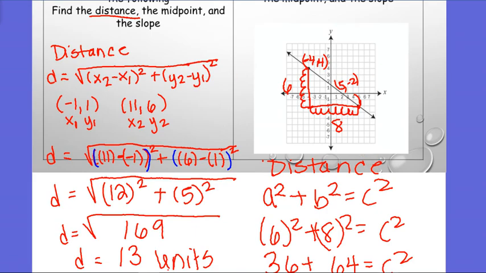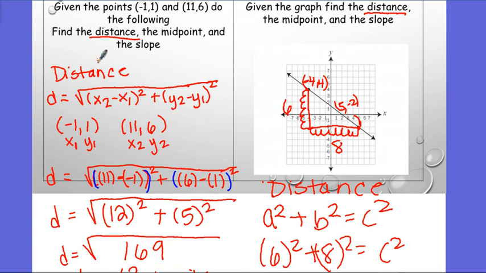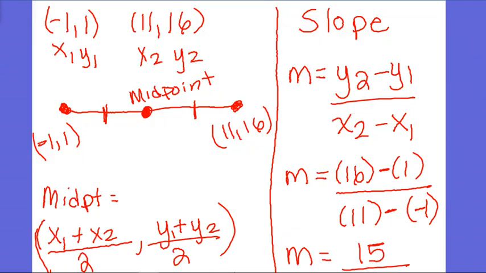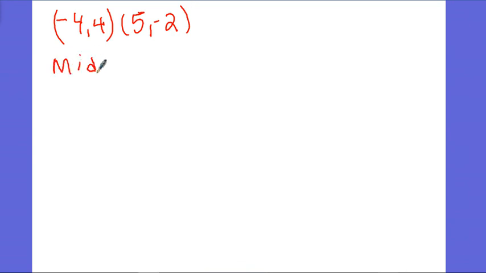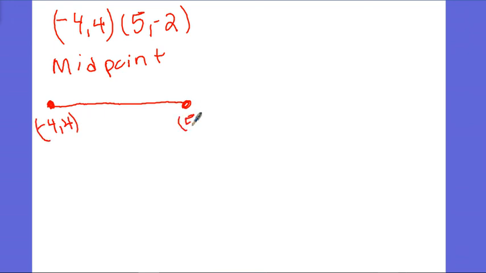Okay, so I'm going to insert another page and I'm going to show you how to use the same process that we just used in the previous problem to find the midpoint and the slope. So -4 and 4 and 5 and -2. To find the midpoint, what this means is that I have a line sitting on the coordinate plane somewhere, and I have one end at -4 and 4 and the other end at 5 and -2, and I want to find the middle coordinate of these 2 points so that these 2 distances will be the same. So we're going to use that formula that's on your formula sheet.